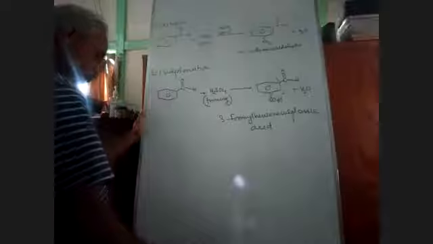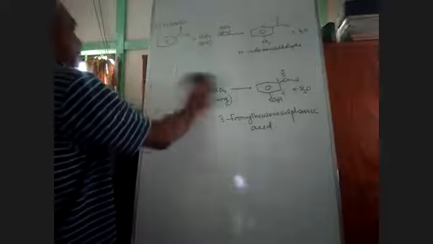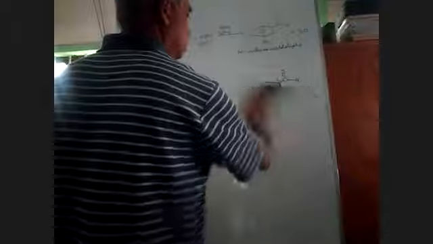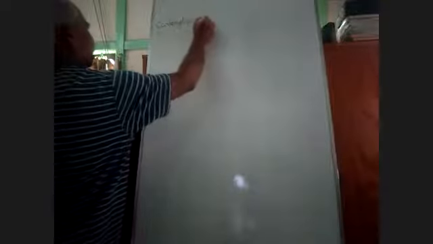Done, sir. Okay. So with this, we have finished aldehydes and ketones. I have done it in an exhaustive way. Okay. So now I'll go to carboxylic acid. So we go for now carboxylic acid.